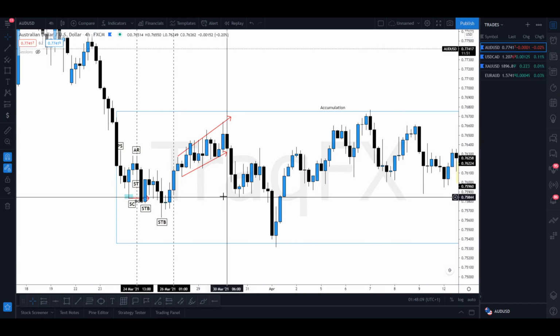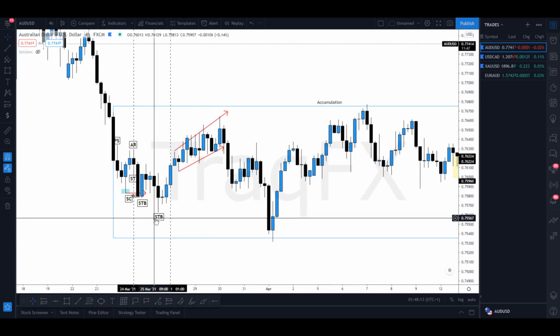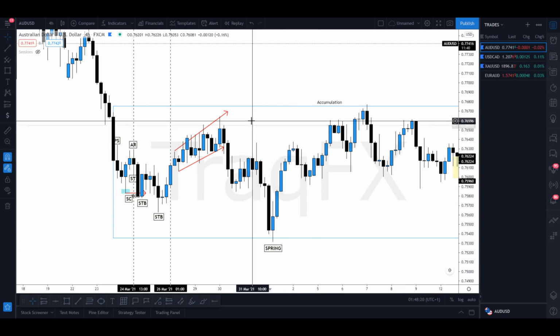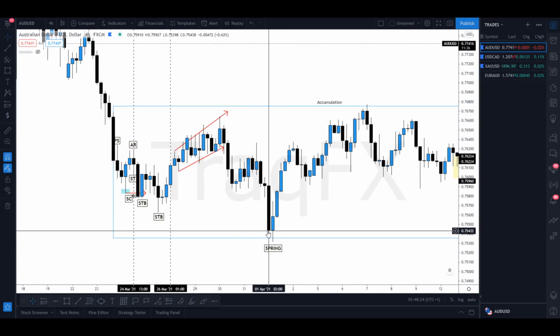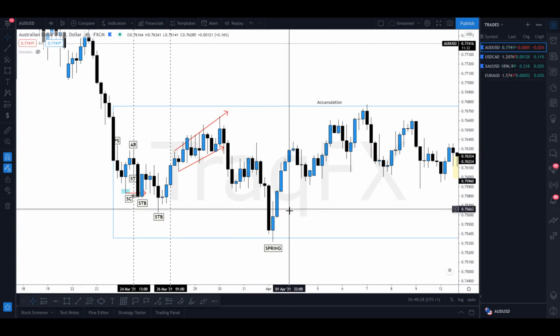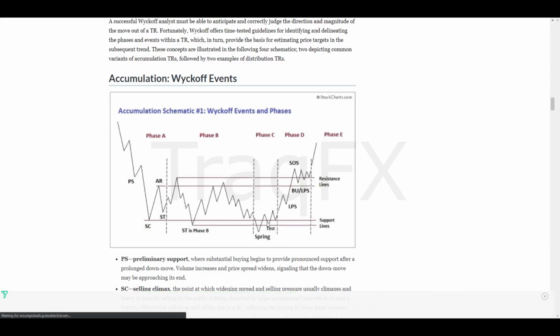The market goes down after taking out all that money, and it gives us the final spring. Let me explain why this was the spring. One, it was such a quick move down that we know it was because of liquidity. And right after that quick move down, we had such an impulsive quick move back up. Now, after the spring, you're going to see a test of that spring.